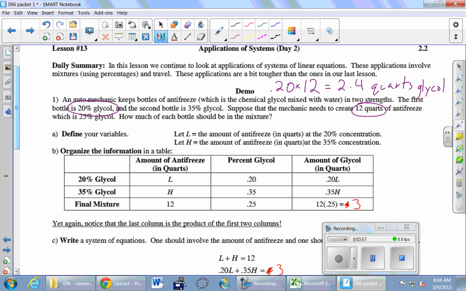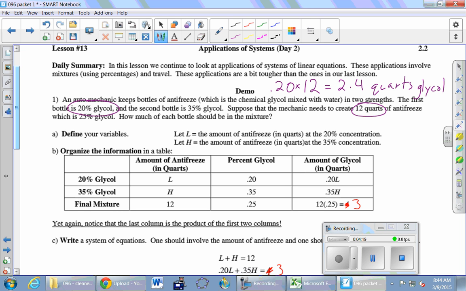And then we've got a very familiar looking table. The first column is how much stuff you have, how much antifreeze altogether. Again, remember the word antifreeze means this chemical glycol with water. That's all that antifreeze means. So we've got L quarts of the low stuff and H quarts of the high stuff, and the final mixture or the total is supposed to be 12 quarts.